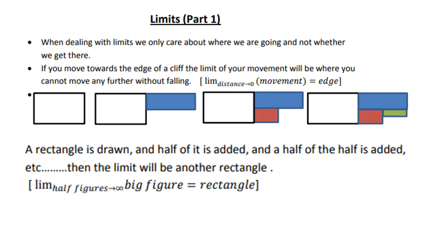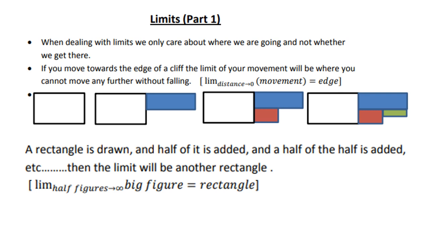Right, let's start discussing limits. When dealing with limits, we only care about where we are going and not whether we get there. Listen carefully: where we are going and not whether we get there. Imagine you are moving towards the edge of a cliff. The limit of your movement will be where you cannot move any further without falling. Your movement will be limited when you reach the edge, because if you go beyond the edge, you will kill yourself. So mathematically, you can write lim for limit, and at the bottom, as distance approaches zero, see that arrow there, will be the edge. I hope that makes sense.